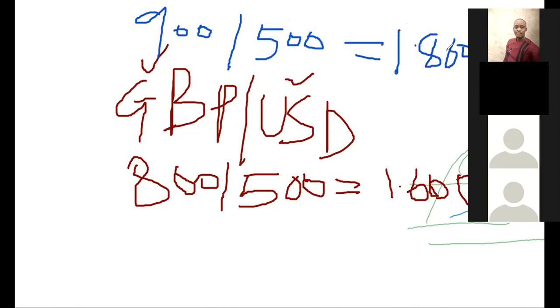Now, once you notice that this exchange rate has increased, that GBP has increased, what do you do? You buy in the forex market. Once you notice that GBP has increased in the market, you buy in the forex market.